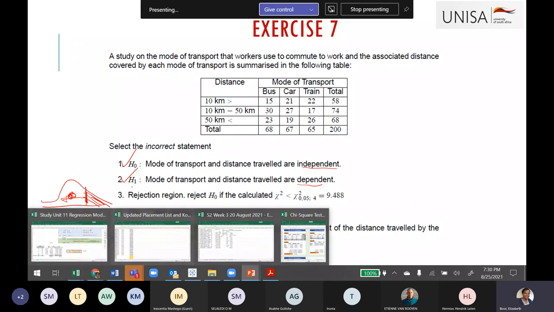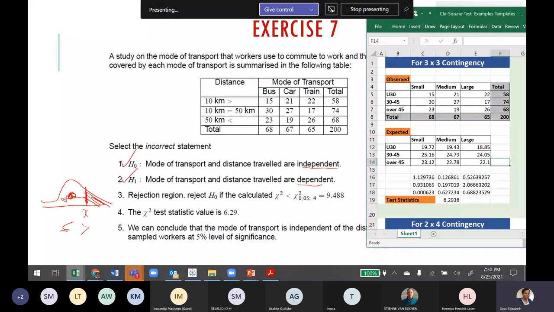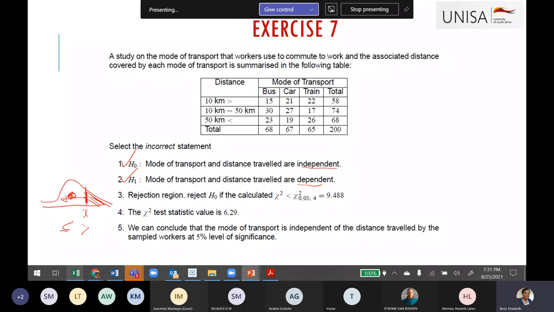Number four, I'm going to skip number three because someone said they are leaning towards that one. I will go to number four because I also can see that the sign that they put there is incorrect. Number four, it says the test statistic is 6.29, which is correct. So number four is correct.